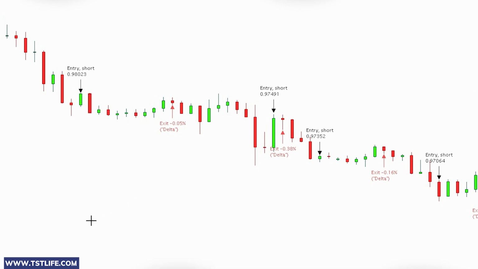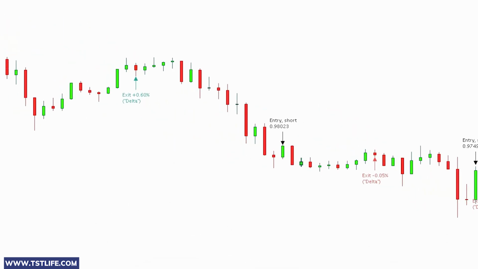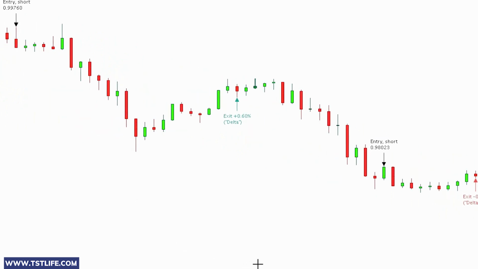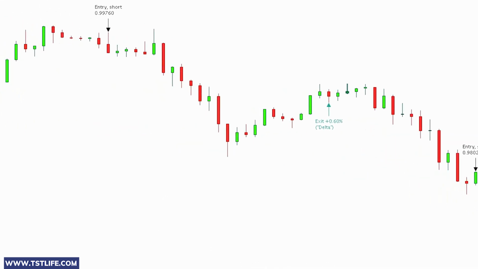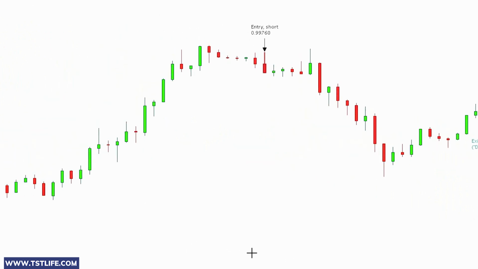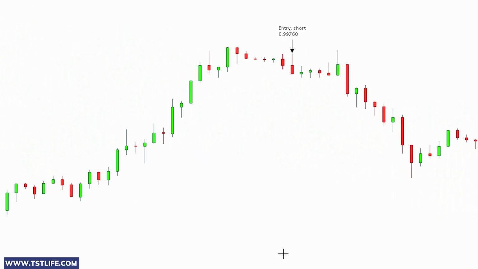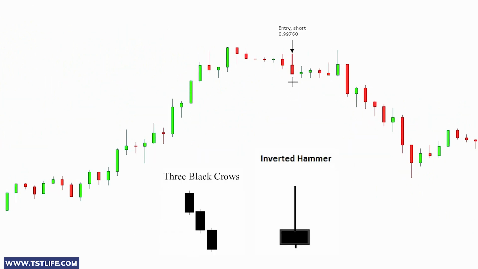If you've watched the previous videos on this channel, you know that I'm a big fan of market structures, especially the ones we see on high time frames. Well, at the moment we have a strategy that works for this currency pair. It only works on short entries, by the way. Let's see if there's a market structure such as an inverted hammer or three black crows.